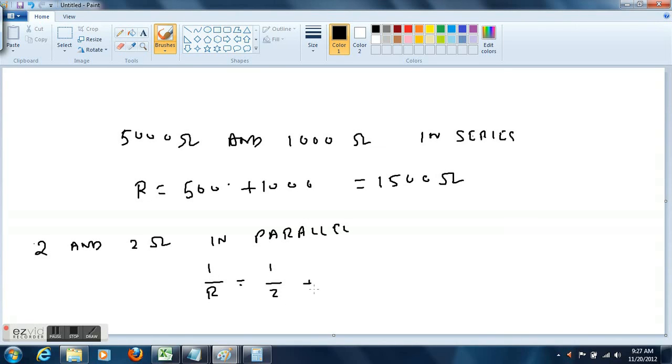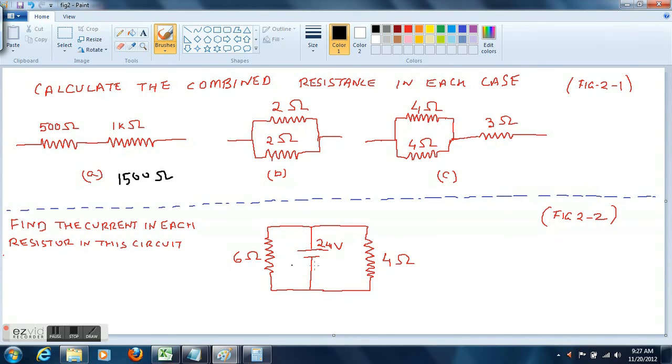Now in the second case, I have two 2 ohm resistances connected in parallel. So if R be the resultant resistance, then 1 by R equal to 1 by 2 plus 1 by 2, which is 1. Therefore, the net resistance here will be 1 ohm.